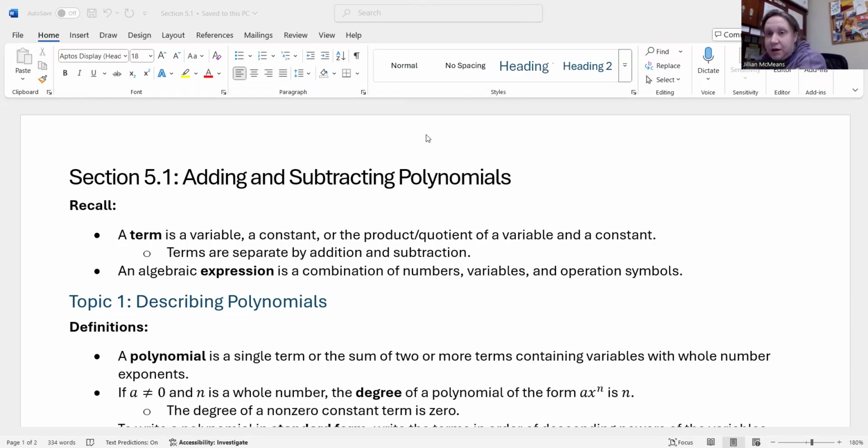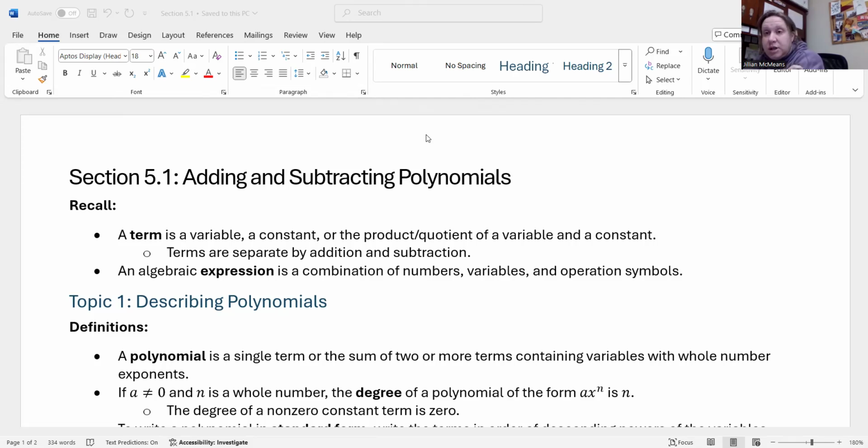So a term is a variable, a constant, or the product or quotient of a variable and a constant. And we also know that terms are separated by addition and subtraction. We learned this way back when we started talking about linear equations in one variable. We started by talking about algebraic expressions and terms specifically. So an algebraic expression is a combination of numbers, variables, and operations.